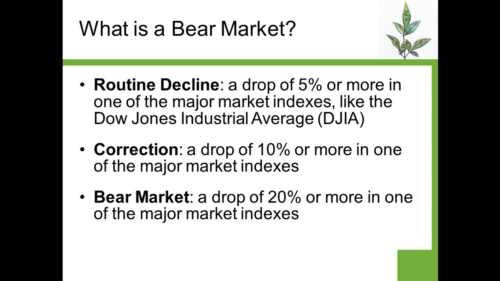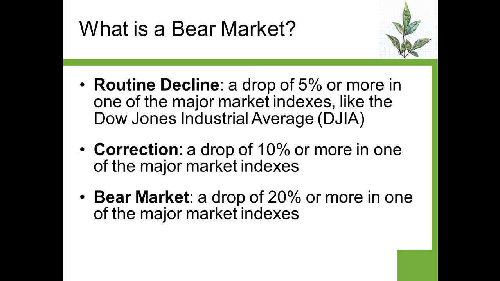So it's a very high level market where mostly investors try to get these types of stocks, the stocks of the Dow Jones Industrial Average. So when there is a decline of 5% or more in the Dow Jones Industrial Average, it is a routine decline. It's called routine decline. It will be fixed automatically. This decline will be fixed automatically.